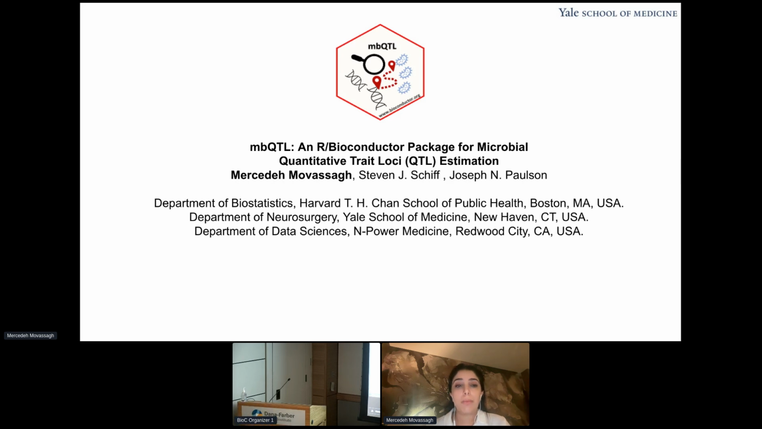So yes, our package is called mbQTL. It's a package for identifying microbial quantitative trait loci and estimation of any sort of SNP and bacterial or other pathogen relationships across patients.